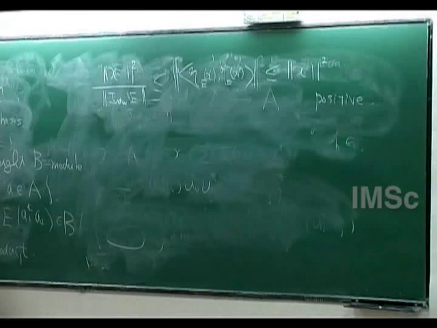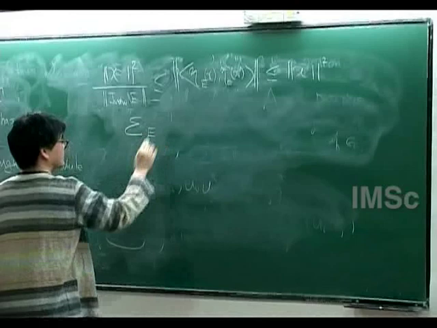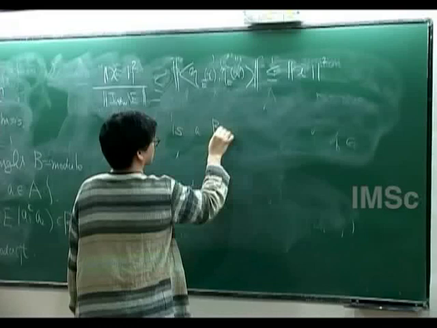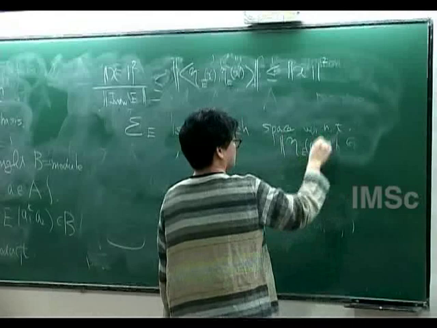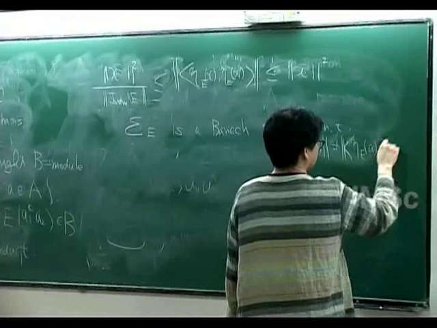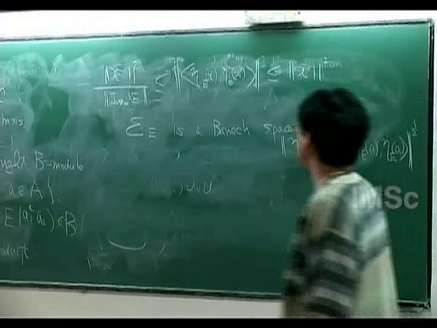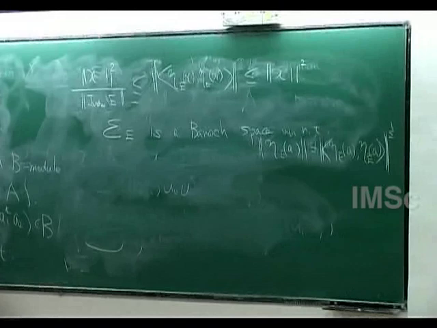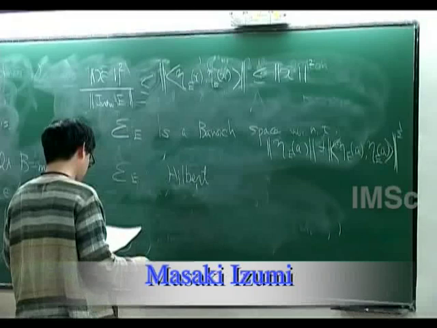This is nothing but the Pimsner-Popper inequality. So this shows that, at the normed space, this is already a Banach space with respect to this norm. This is a standard norm for a Hilbert module. So this is the Banach space, and this is the so-called Hilbert B-module.